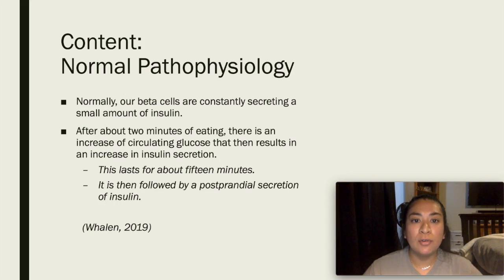When we're talking about the normal pathophysiology of the body, normally our beta cells are constantly secreting a small basal amount of insulin. And then after about 2 minutes of eating, there's an increase in circulating glucose from the food that results in an increase in insulin secretion. This usually lasts for about 15 minutes, and then it's followed by a postprandial secretion of insulin.